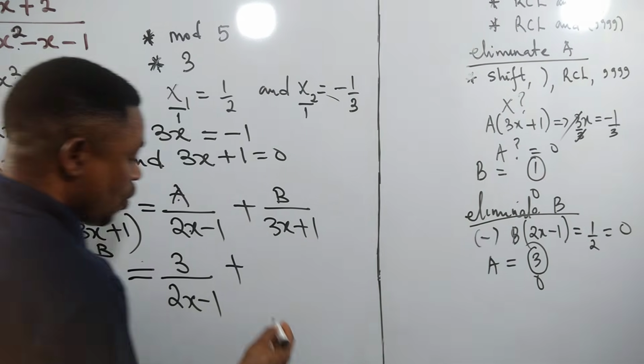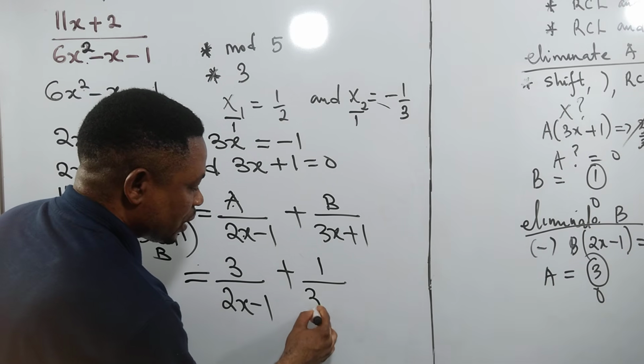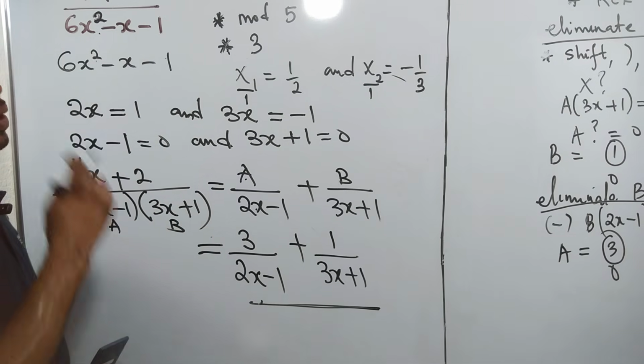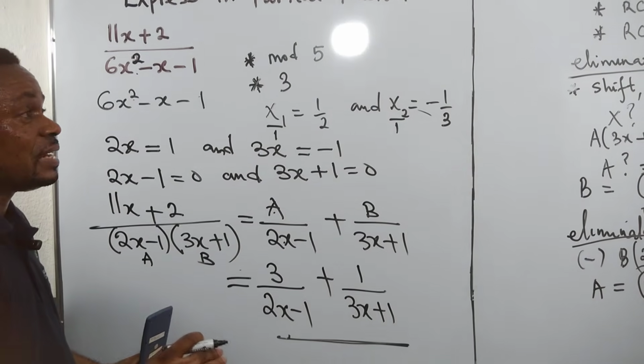If it is 1 now, what I will remove is B and put 1 divided by the denominator, which is 3x plus 1. So this is the final answer using the calculator method. Have I made myself clear? Alright, so that is exactly how to solve it.